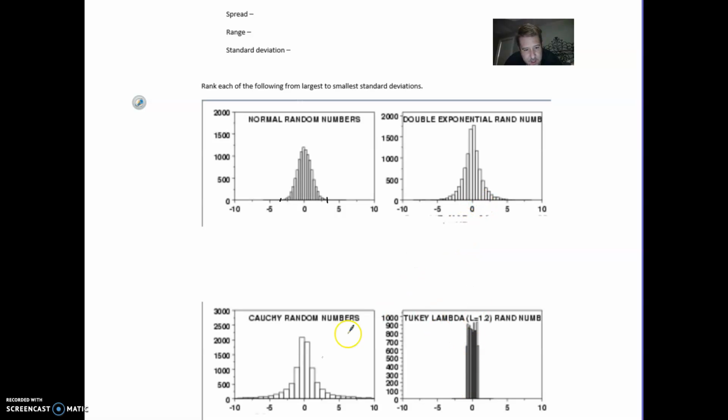Largest standard deviation would be the one that's the most spread out. That would be this one. And then this would be number 2, this would be number 3, and then this would be number 4 because the data is the closest. So this one's got the smallest standard deviation because the data is closer together.